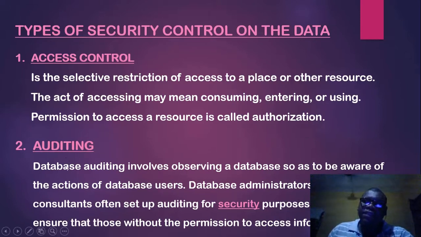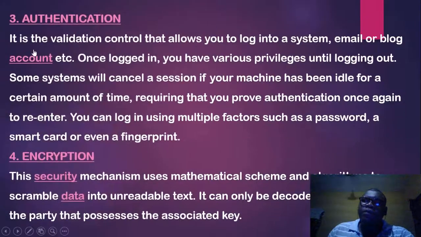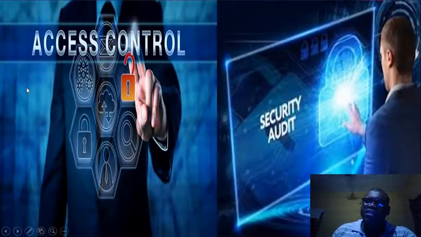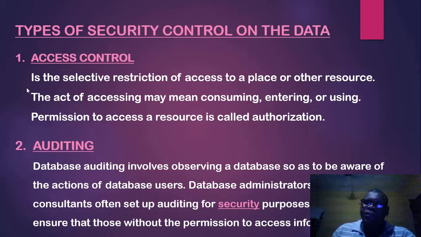Let's look at auditing. Database auditing involves observing a database so as to be aware of the actions of the database users. So database administrators and consultants often set up auditing for security purposes, for example, to ensure that those without the permission to access information do not have access to it. That means they don't go into the system. So this is always put in place by consultants and administrators. There's a way they audit. Auditing has to do with checking, a kind of investigation. So that's another way of securing data.